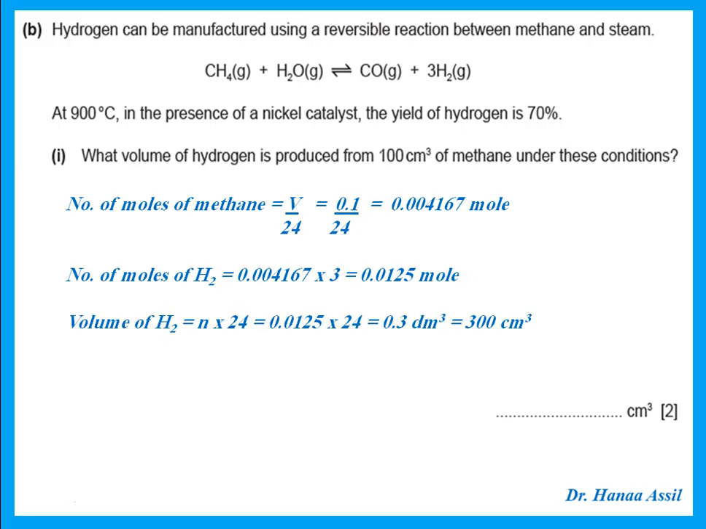Now the volume of hydrogen that would be obtained: we know that volume is number of moles times 24, and the answer comes out in decimeter cubed. That means I will get 300 centimeter cubed. But that is if the reaction goes to completion. He's telling me that the yield of hydrogen is only 70%. So we're supposed to get 300, but actually the yield is 70%, so 70% of that is 210 centimeter cubed, and that is the actual volume of hydrogen that we will end up with.